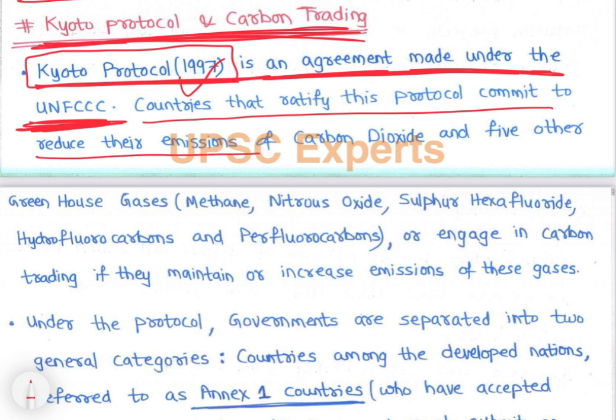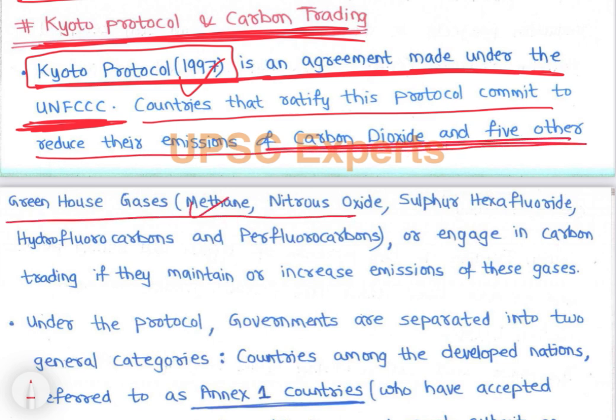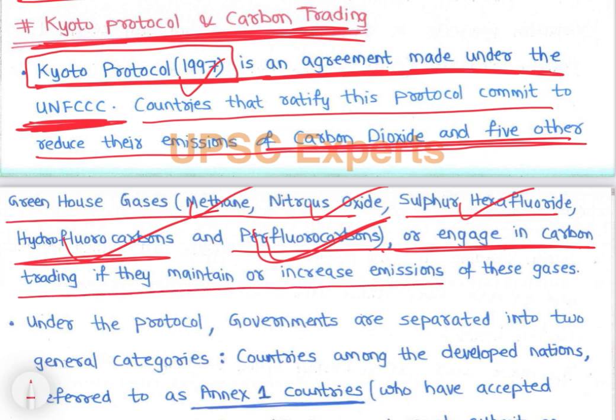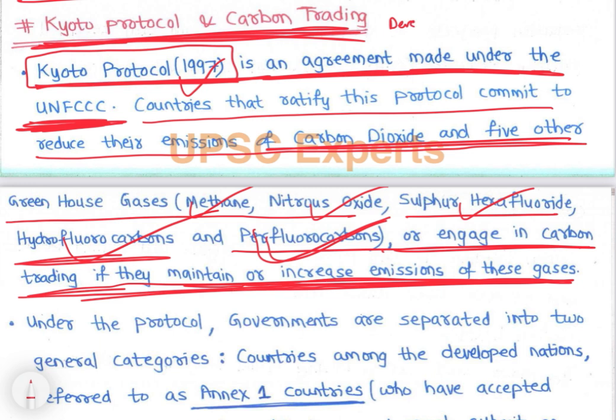commit to reduce their emissions of carbon dioxide and other greenhouse gases like methane, nitrous oxide, sulfur hexafluoride, hydrofluorocarbons and perfluorocarbons, or engage in carbon trading if they maintain or increase emissions of these gases. So basically countries ने क्या commit किया, right? So developed countries Kyoto Protocol में, right? You can write it, developed countries agreed.